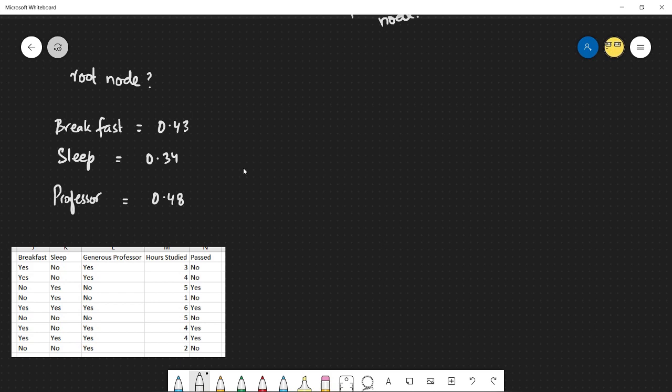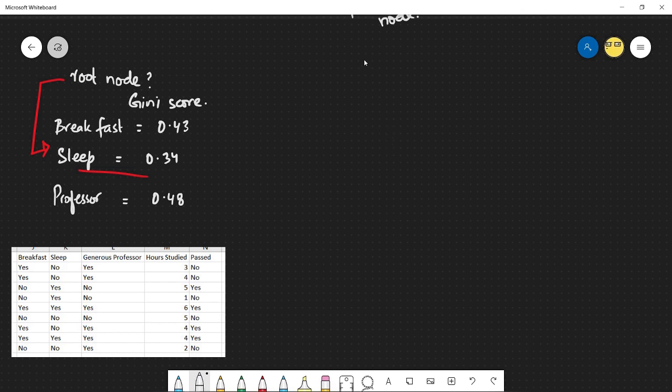Off camera, I was able to calculate the Gini score for professor, a generous professor, and it came out to be 0.48, and I'll let you calculate that as an exercise on your own. We'll notice that the lowest Gini score from all these three categories was for sleep, so that will be our selected root node going forward.